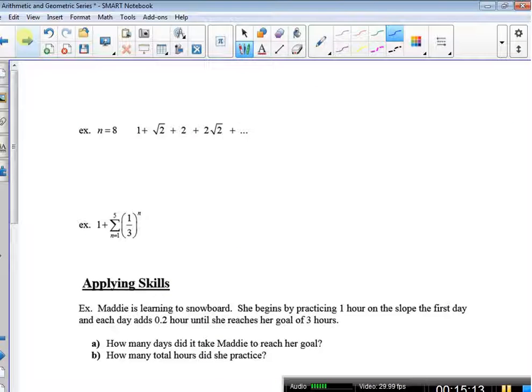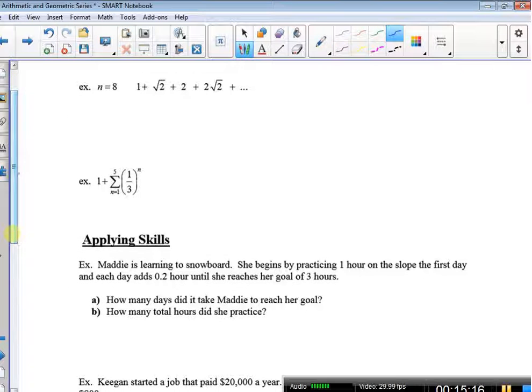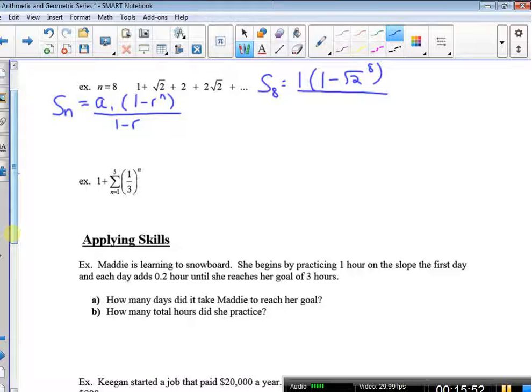All right, another one. Okay, so n equals 8. And then here is my series. So I need to find the sum of 8 terms. Again my formula is S sub n equals a sub 1 times 1 minus r to the n, divided by 1 minus r. So S sub 8 equals the first term times 1 minus radical 2 to the 8th, all divided by 1 minus r, which is radical 2.